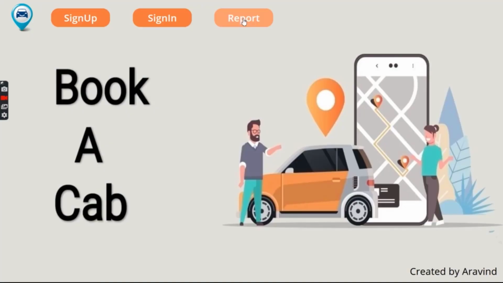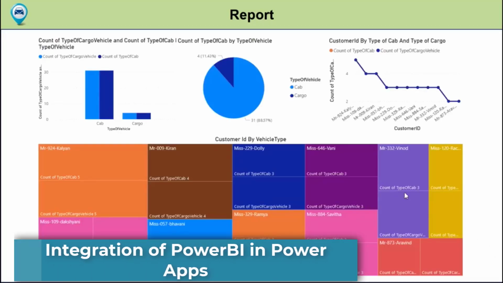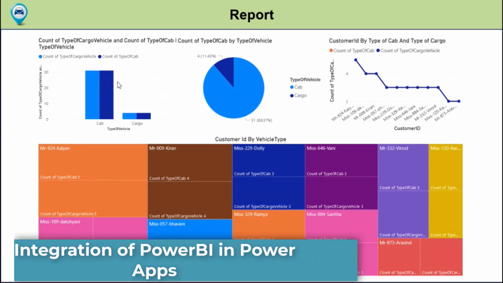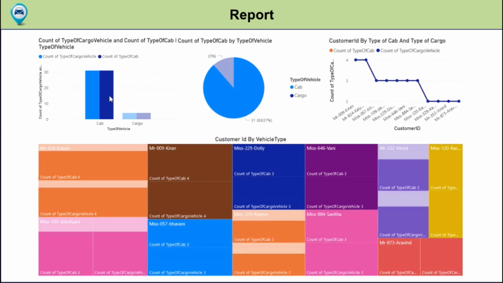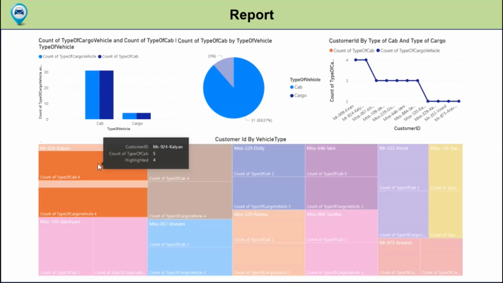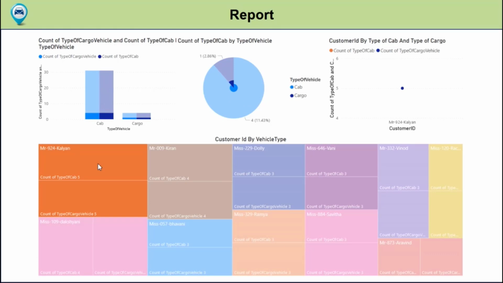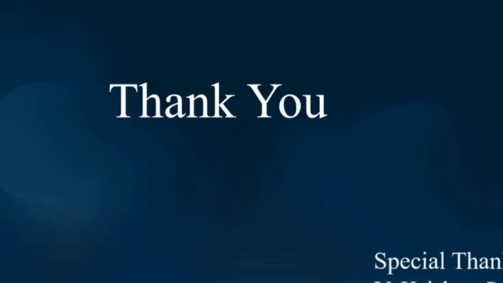Here we can move to the report screen. This is the report screen. Here there are 4 types of charts, and when we click on a particular cab, we can see the change in all the other charts. When we click on a customer, we can see their contribution in all the other charts. That's the beauty of Power BI. This is all about my project.